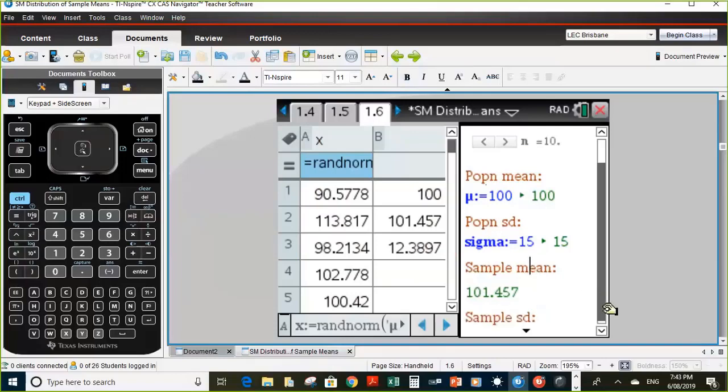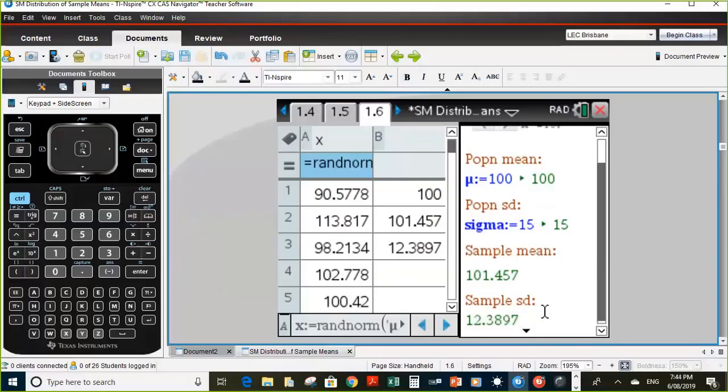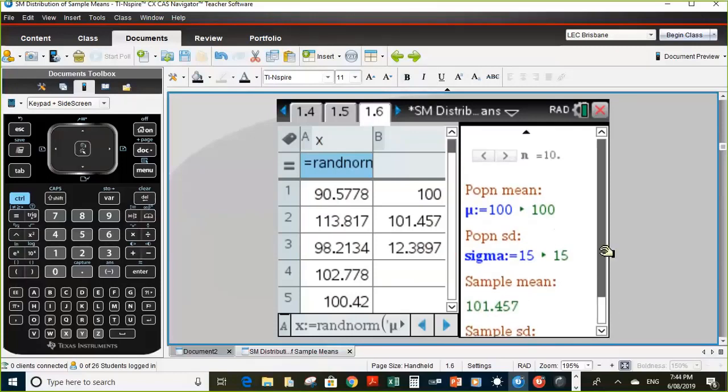And the standard deviation, sample standard deviation, in this instance is 12.3897, and that's also from using the formula. Now you can see those two numbers, 101.457 and 12.3897. You can also see those in the spreadsheet. So here are our 10 values which have been drawn from this population of mean 100 and standard deviation 15.